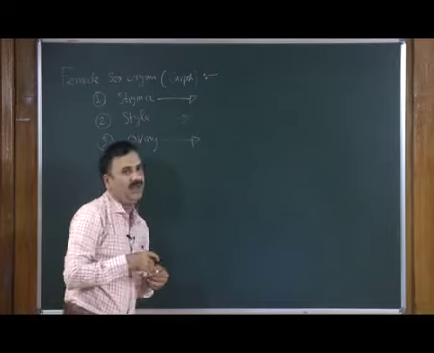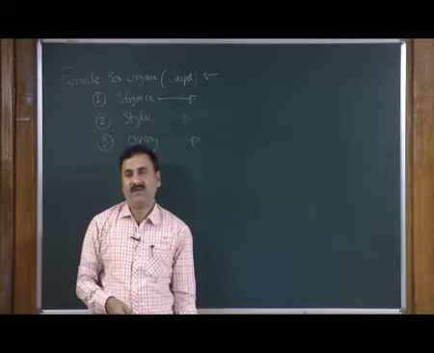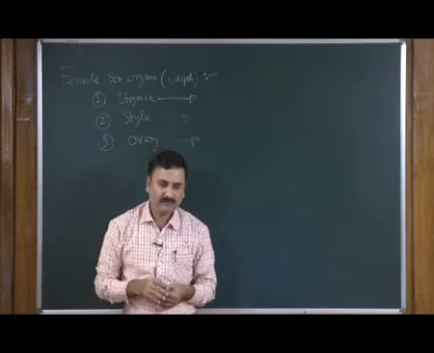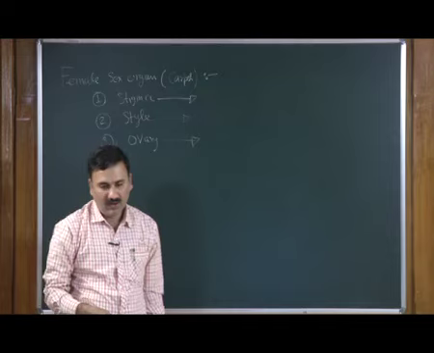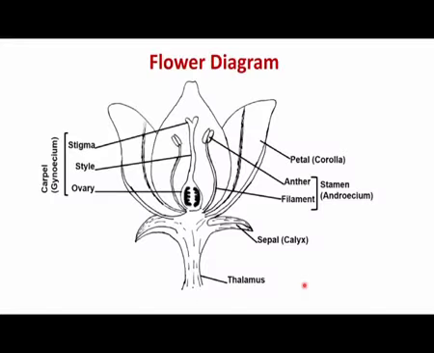The ovary is the female gametophyte, and it contains many different parts. Now let us see how the ovary looks. So, this is what you see on the flower. We have three different parts: stigma, style, and ovary, and that is actually forming the megasporophyll or the female sex organ.